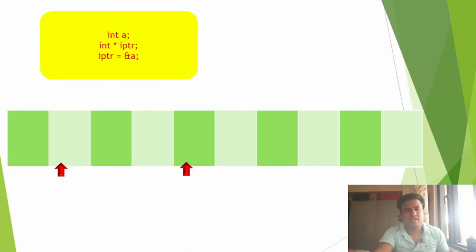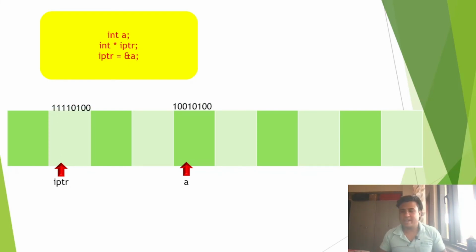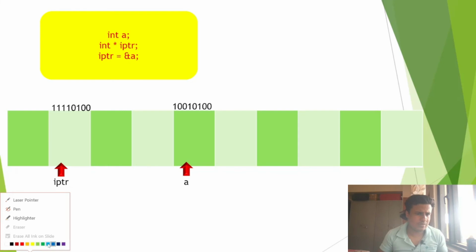Now let me show you. This is the variable A, which will have some value, and this is the IPTR pointer variable. Understand that a variable that stores the address of something is a pointer variable. They will have some addresses. So what will IPTR store? Your guess is right, you have already gone through this part. It will actually store the address of this part.